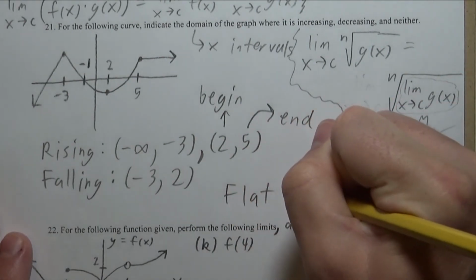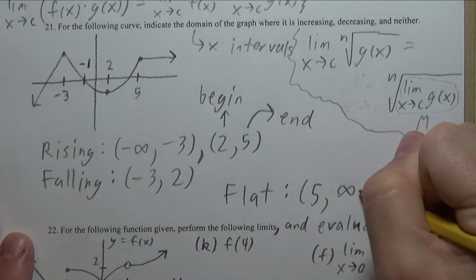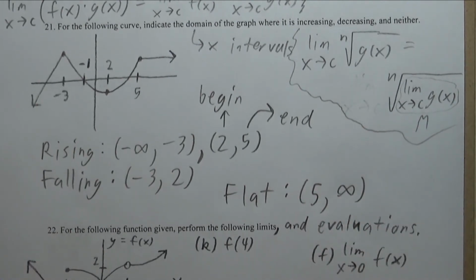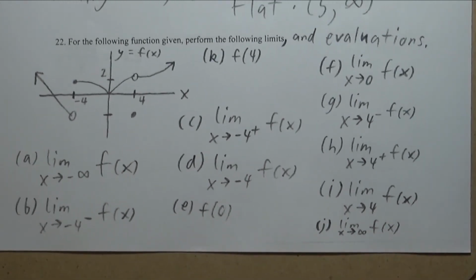This is a flat output function starting at x equals 5 to forever. And that's it. This is quote unquote end. This is quote unquote beginning. Pretty straightforward, I hope. Last one of the day.